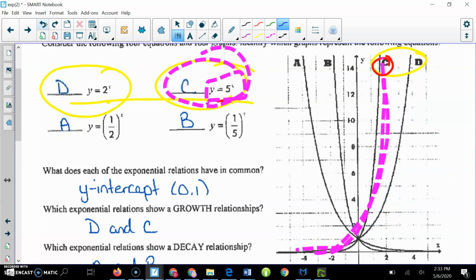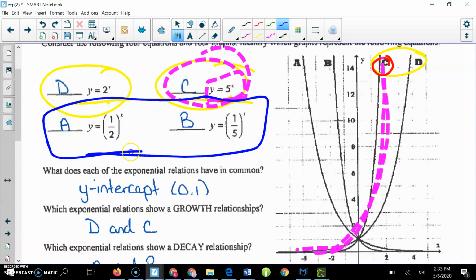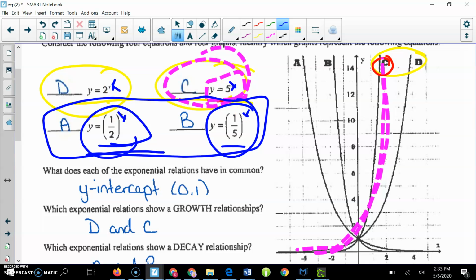And then the opposite is true over here. Now, I don't really worry too much about this, okay? These are both decay. This is less than 1. This is less than 1. I have a half. I have a fifth. Okay, they're all exponential because the x is in the exponent. Okay, the x is in the exponent, exponential.